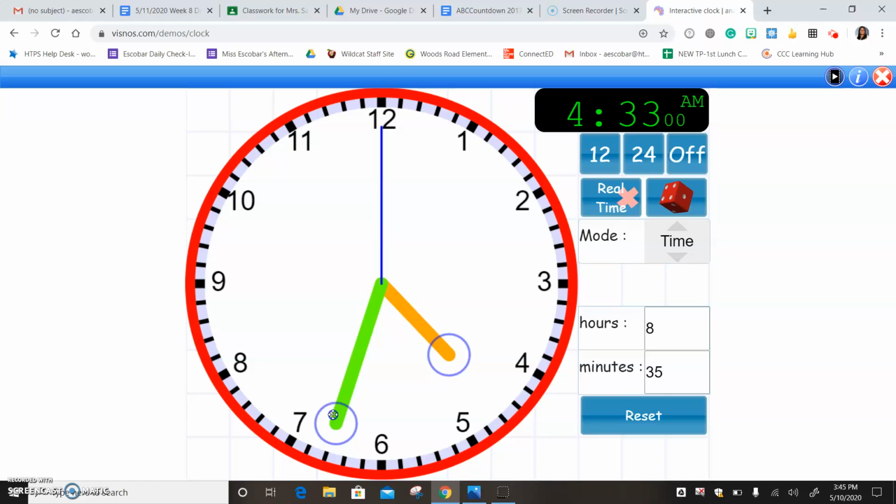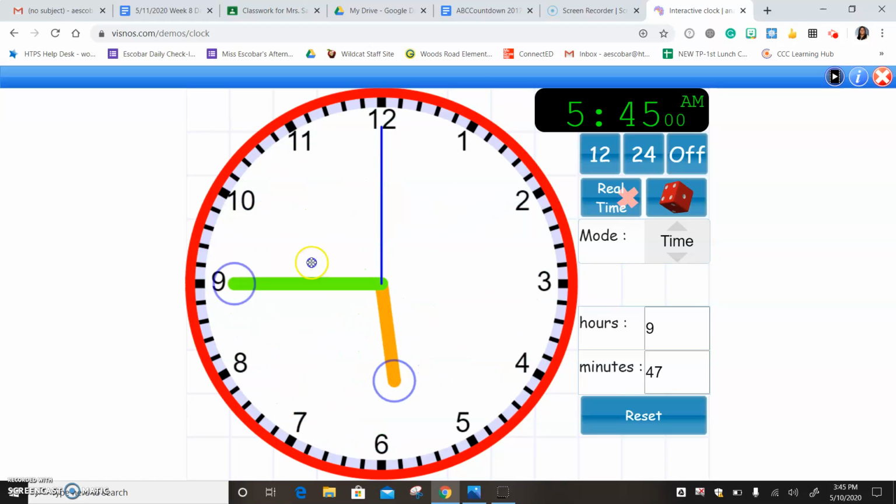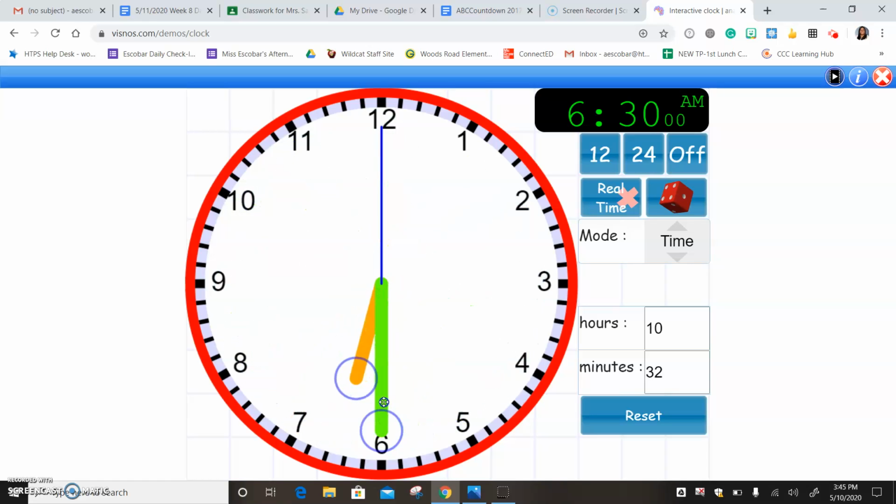Let's do another one. So this time is 6:30 because the minute hand is at the 6, and that means 30, and the hour hand is between the 6 and the 7. And so I know it's not 7:30 because the hour hand isn't past 7. It's past 6. So it is 6:30.